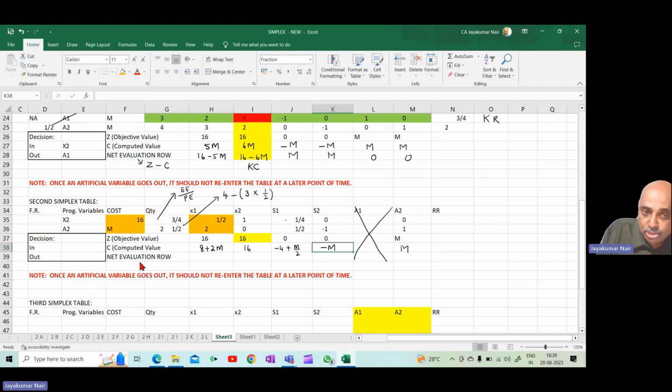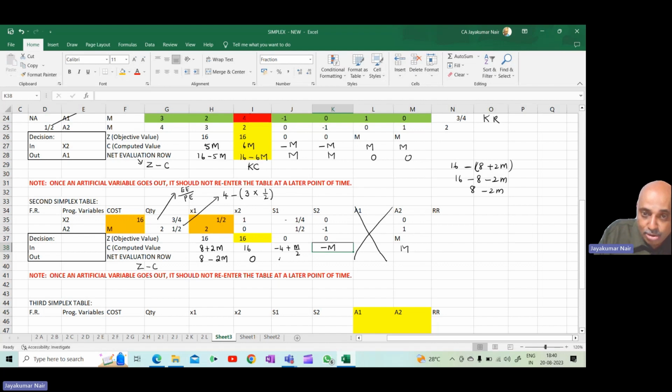Now, when you calculate the net evaluation row, that is Cj minus Zj. So when you subtract, remember it is 16 minus this value. So 16 minus 8 plus 2m. When you change the sign, it is 16 minus 8 minus 2m. So 16 minus 8 is 8, minus 2m is the value you get. And 16 minus 16 is 0.